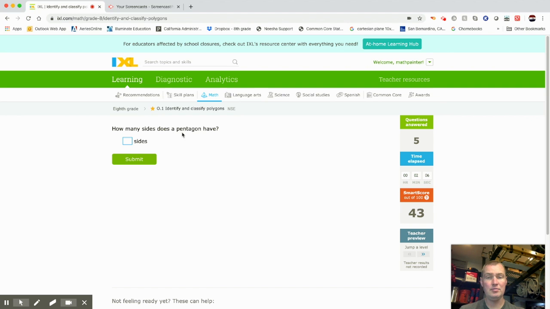How many sides does a pentagon have? A pentagon will have 5 sides. How many sides does a triangle have? Well, a triangle will have 3 sides.